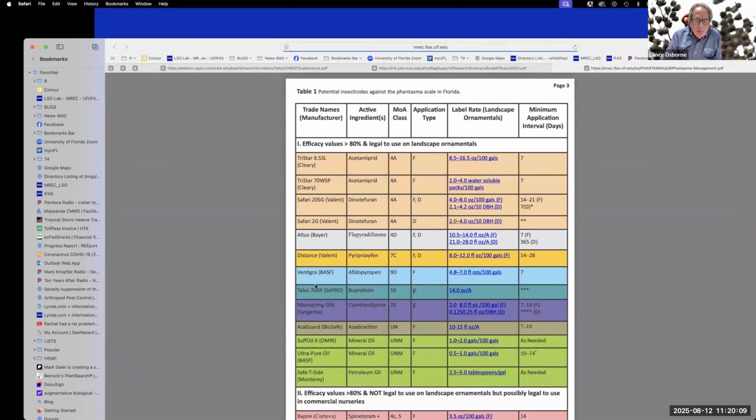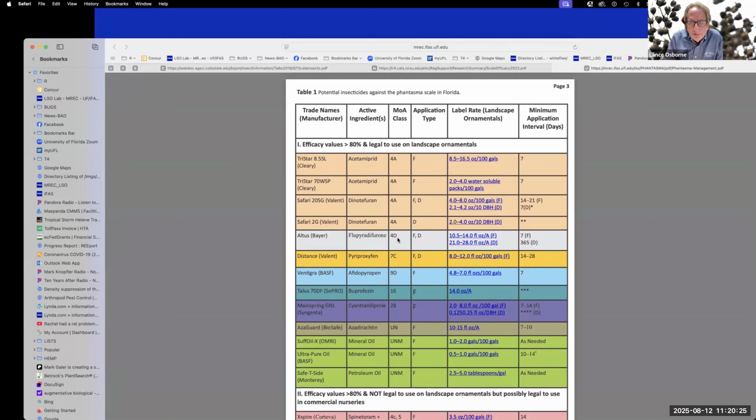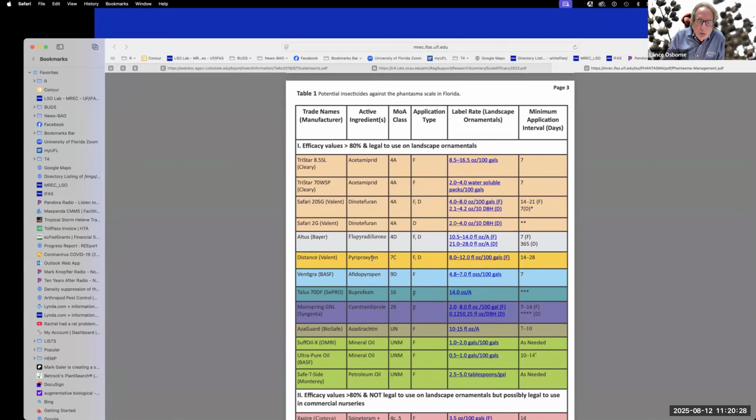We have a number of different compounds, and you'll notice that each color is a different mode of action. These are the 4As. There's a 4D that's white. It has some similar chemistry to neonics, but it is considered a little bit different. We have Distance, which is a growth regulator that people are saying is looking fairly good for scale control, which is not systemic, so you have to get good coverage to get it to work. Talus, again, is another one that people are recommending, especially if you have natural enemies around. It's another insect growth regulator.